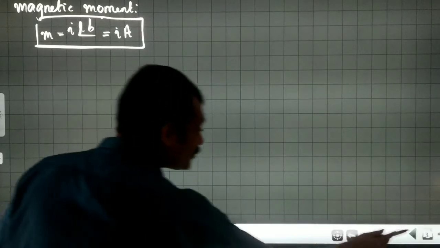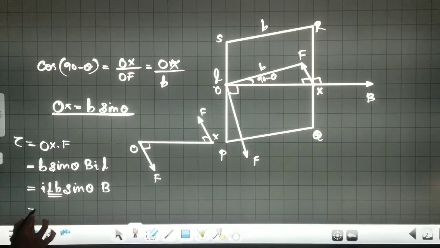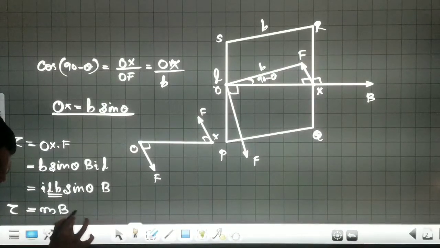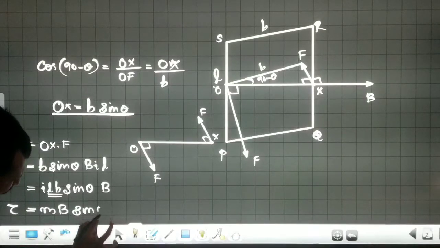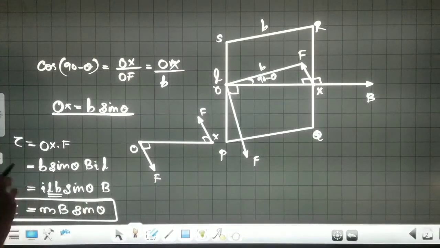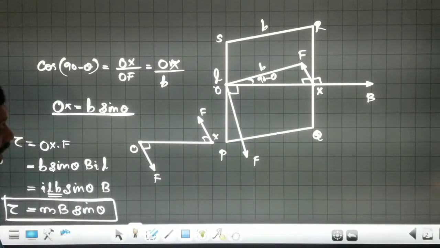Okay, let us come back to this discussion. So I into L into B, I can put as M. So torque tau is equal to MB sin theta. The magnitude of the torque tau is equal to MB sin theta.